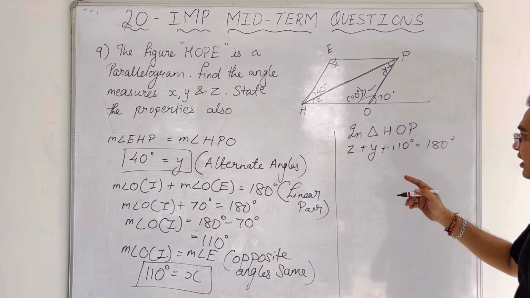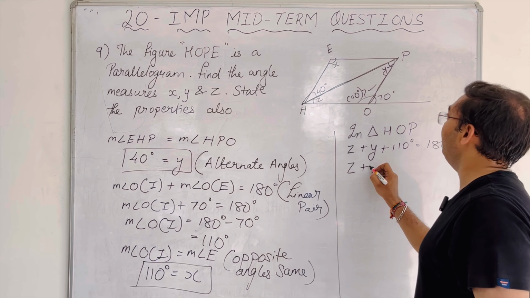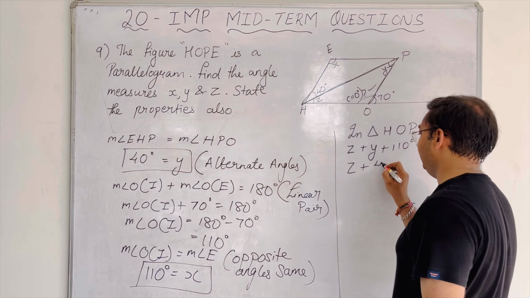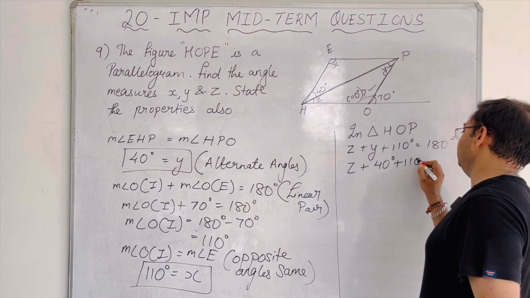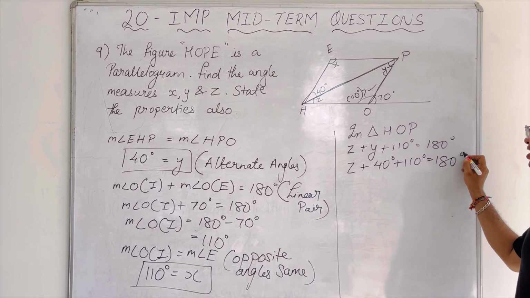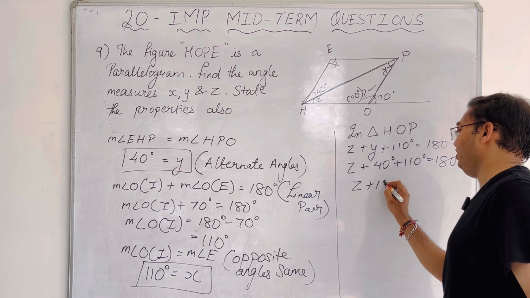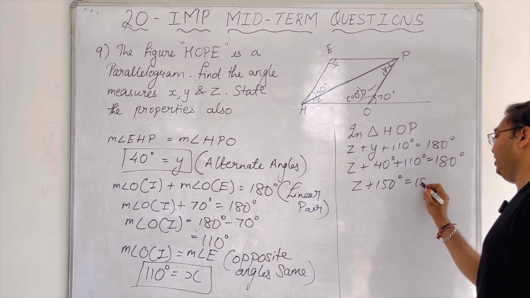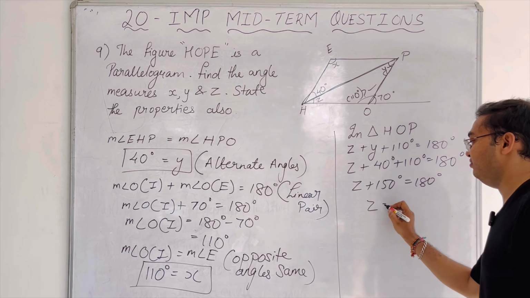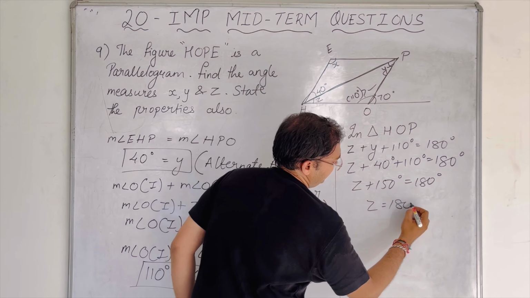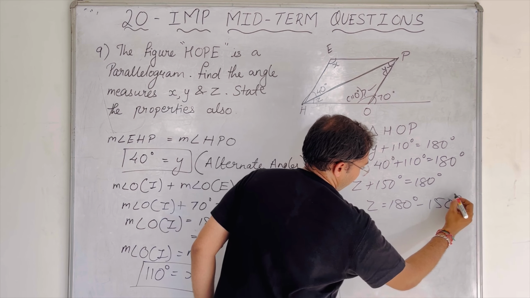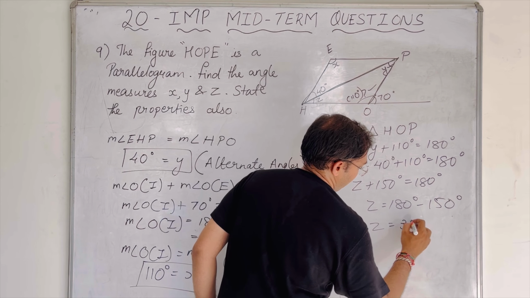Reason, triangle property. What's my z? That I have to find. Y, I found it over there, that is 40 degree plus 110 degree, which equals 180 degree. So z plus 150 degree equals 180 degree. So z equals 180 degree minus 150 degree. So z is equal to 30 degree.